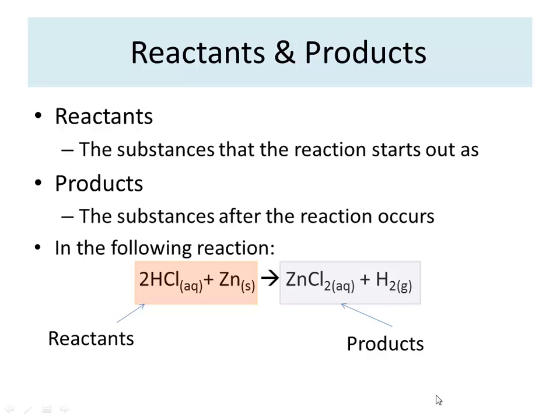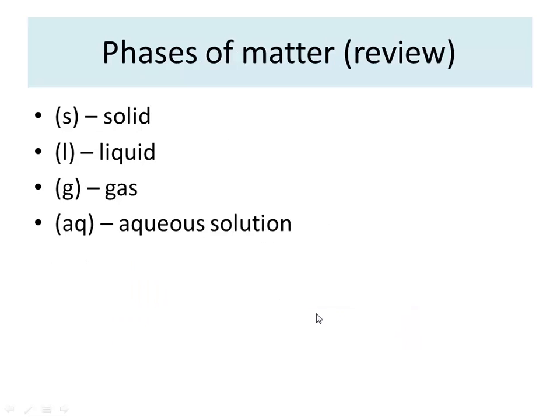The key idea here is that what's on the left side of the arrow are our reactants, and what's on the right side of the arrow is our products. So these are the phases of matter. These are something we've talked about, and you need to know this. S stands for solid, L stands for liquid, G stands for gas, AQ stands for aqueous solution. All right, moving on.